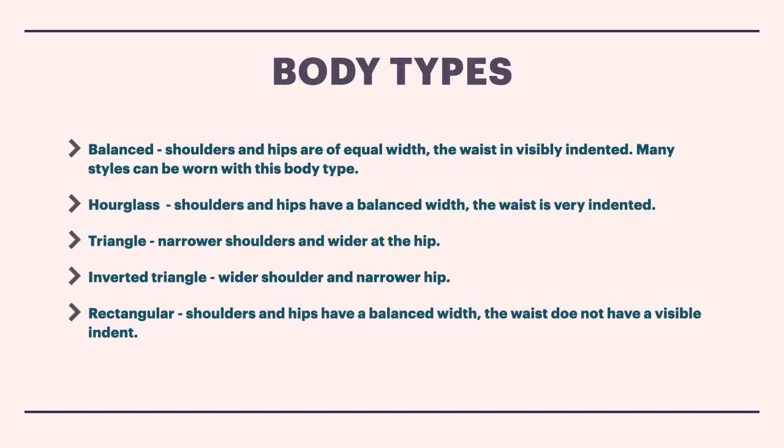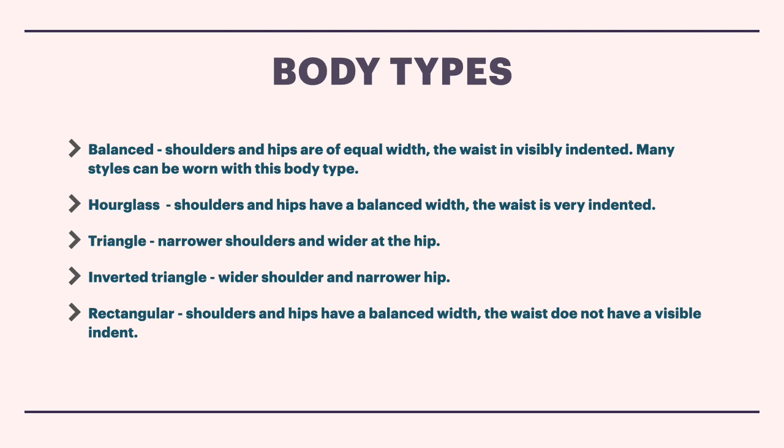So let's first start with body types. It is important for designers to understand body types. Consideration of body type should be taken in the initial design phase. Having this understanding allows designers to create garments that emphasize and de-emphasize certain parts of the body. So here we have a listing of 5 different body types.